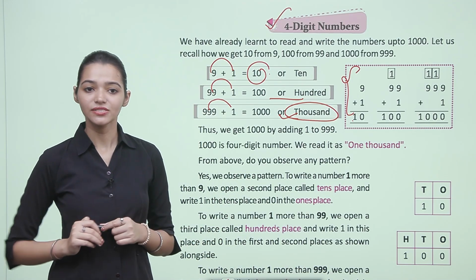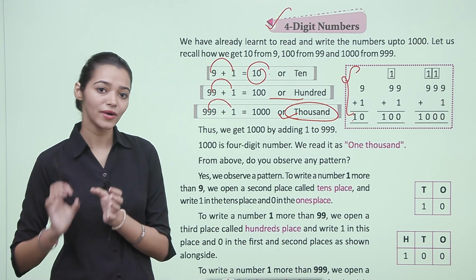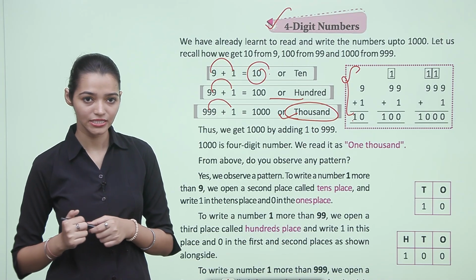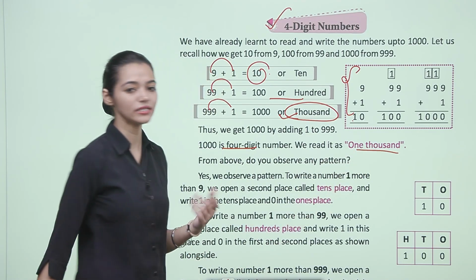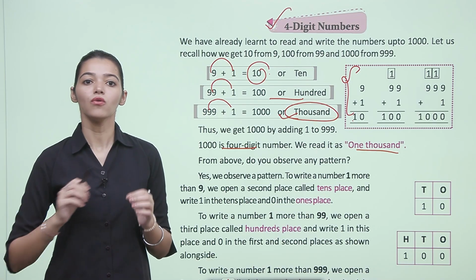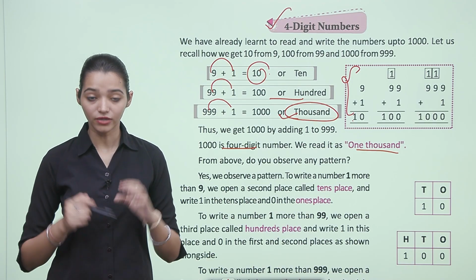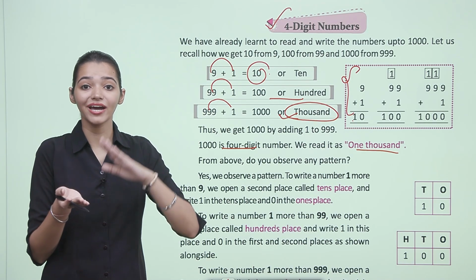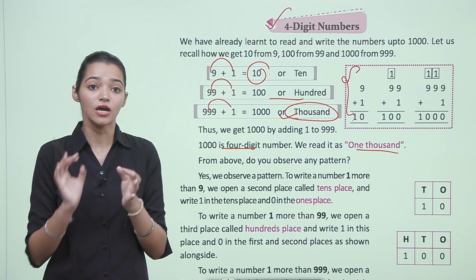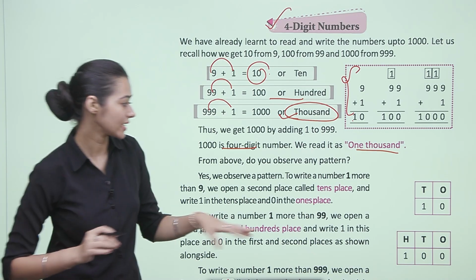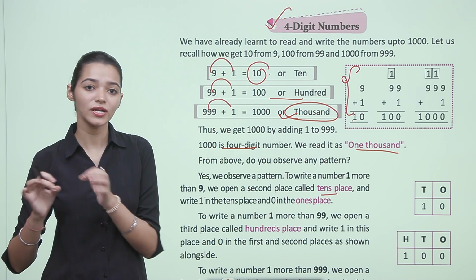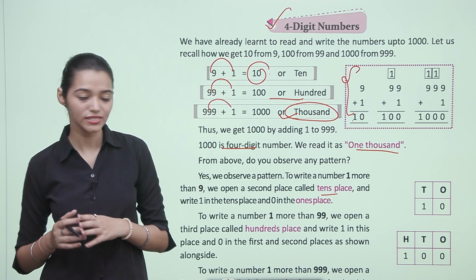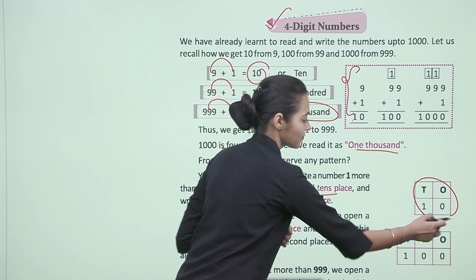As we know, we get 1000 by adding 1 to 999, so 1000 is our 4-digit number and we read it as 1000. Now from that, do you observe any pattern? Yes, we observe that when we write a number 1 more than 9, we open a second place, that is the tens place, and we write 1 in the tens column and 0 in the ones column, like this.